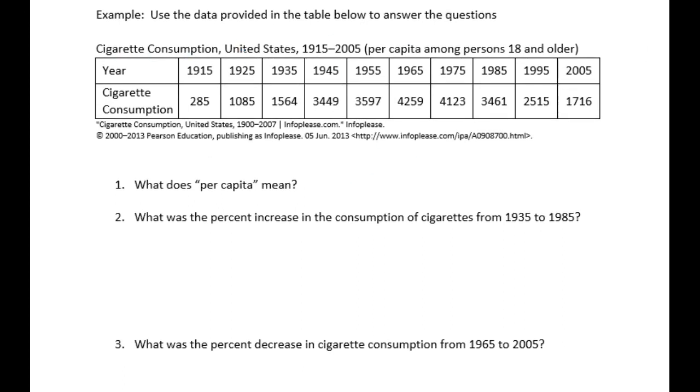It's cigarette consumption in the United States from 1915 to 2005 per capita among persons 18 years or older. So we have our year and we have our cigarette consumption. This is a per capita idea. Per capita in general just means for each person or individually. So these are basically average cigarette consumptions per individual. Let's write in that per capita means for each person, or individual.